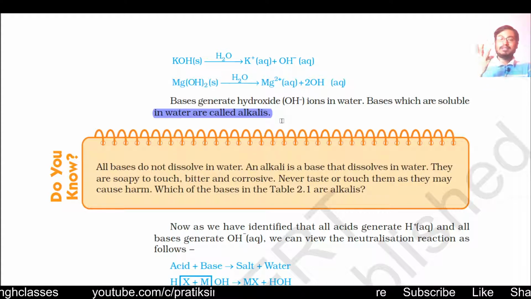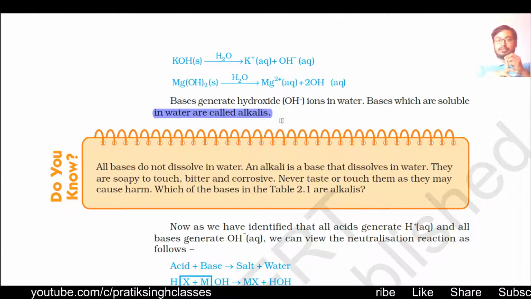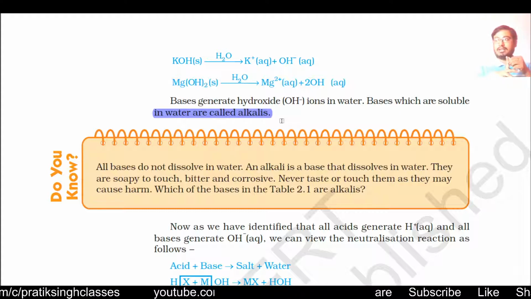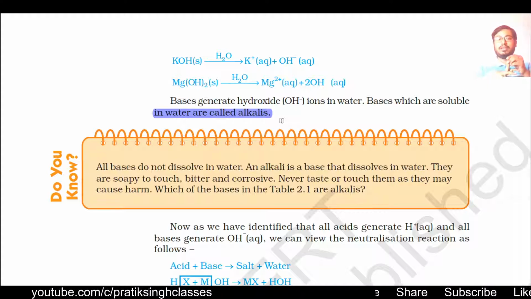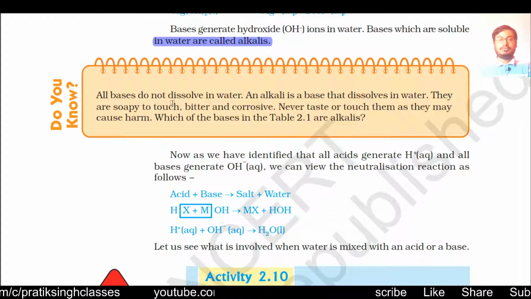Always remember three things which we have seen till now. Acids when dissolved in water will produce aqueous H plus ions. Bases when dissolved in water will make aqueous OH minus ions, and most of the bases which are soluble in water are called alkalis. All bases do not dissolve in water, always keep in mind. An alkali is a base that dissolves in water.